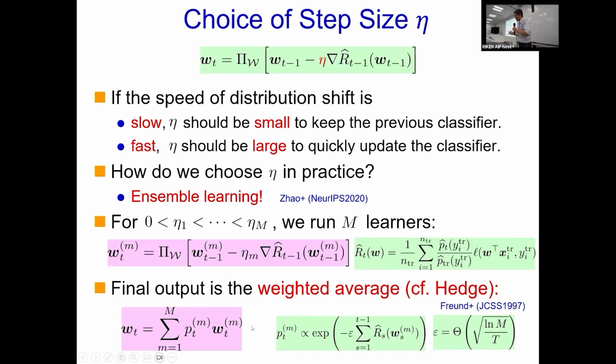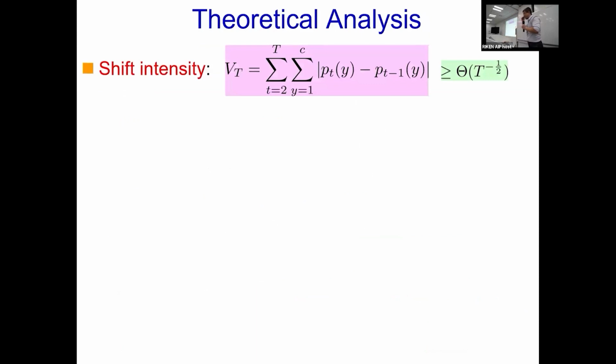Then the question is whether this is a reasonable idea. And we actually have a very strong theoretical guarantee for this ATLAS algorithm. So first we define shift intensity Vt like this. This is basically the difference between Pt(y) and Pt-1(y), for all classes and for all time. If this shift intensity is small, then the analysis is quite straightforward. So I omit that case and focus on the situation where Vt is relatively large.